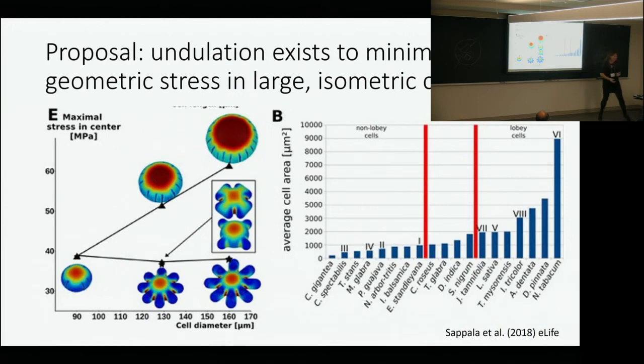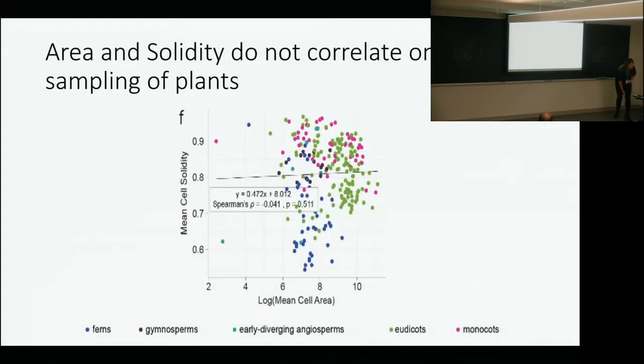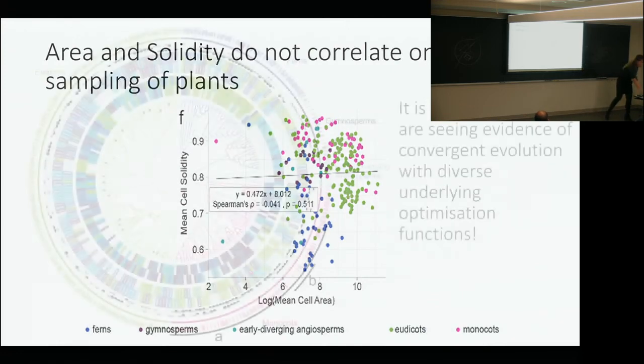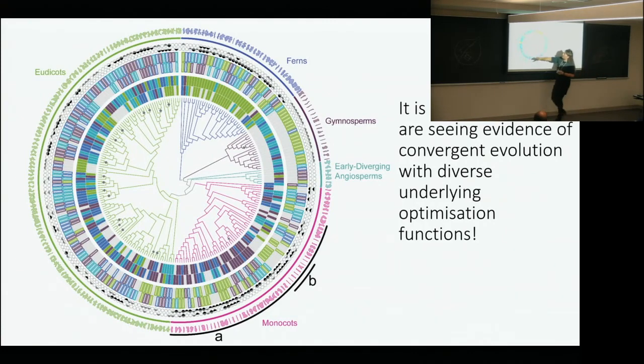If we look in the broad data set, that correlation does not hold true at all. So this is mean cell solidity versus the mean cell area, log transformed for niceness. And there's no real correlation here in our large data set. So what that might imply is that, if you go back to this tree, where potentially we have some signature, let's say here, for some type of undulation, that might have been optimized to minimize area and geometric stress. But over here where you have some correlation, that could have been optimized for a completely different function.